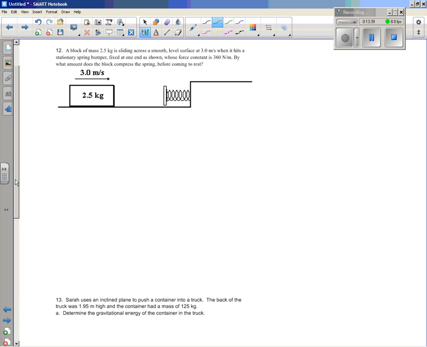All right, so there's no height change, so I'm not going to put any gravitational potential energy. I'm going to say total energy initial equals total energy final. I'll write all the things out. So we've got kinetic energy in this question. Initial kinetic energy plus initial spring energy equals our final kinetic energy plus our final spring energy.